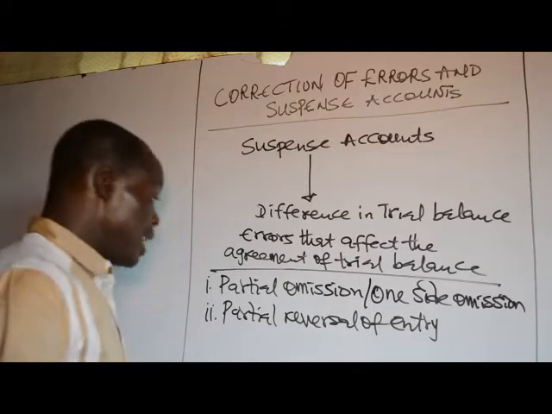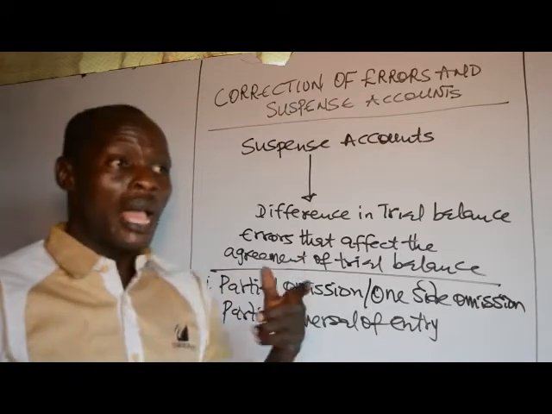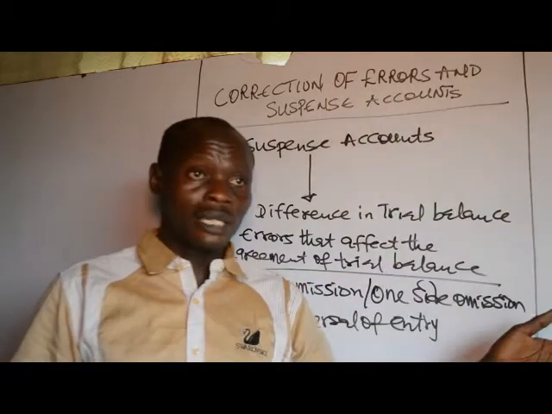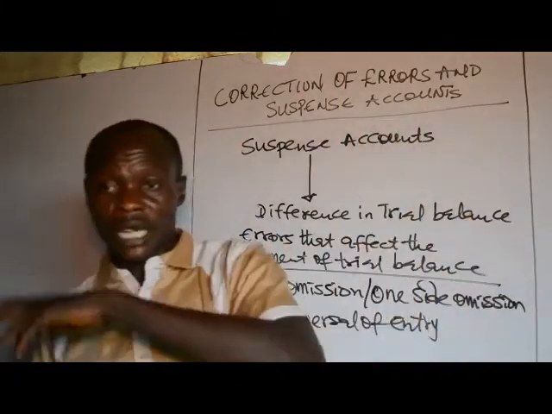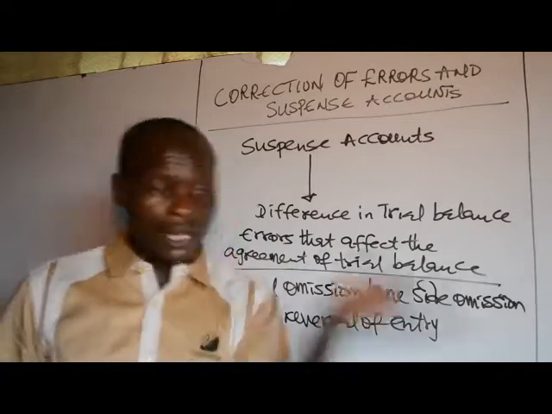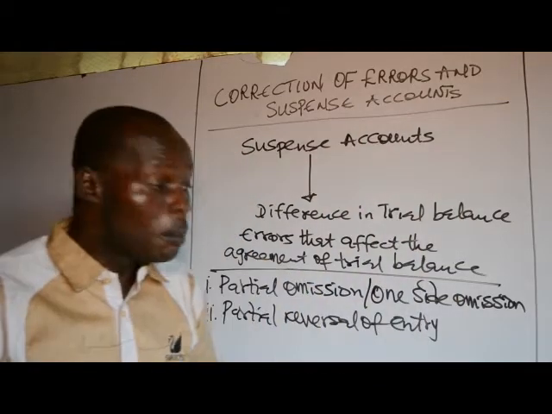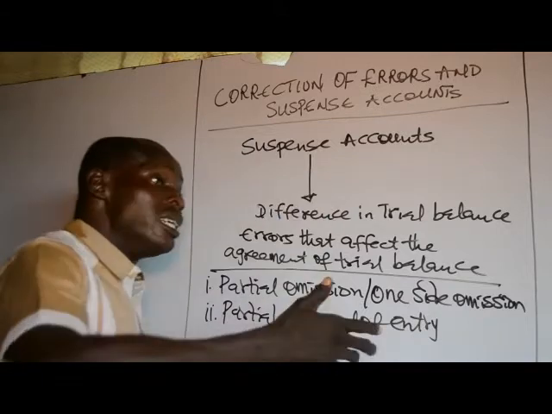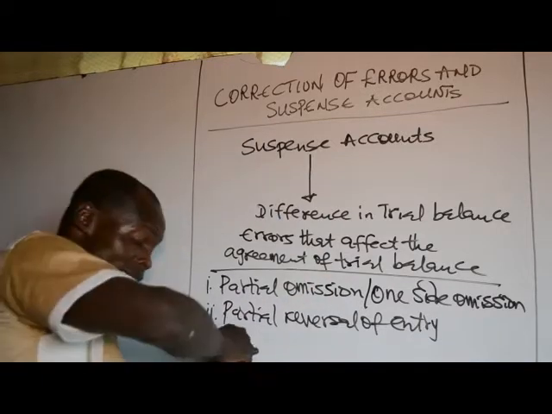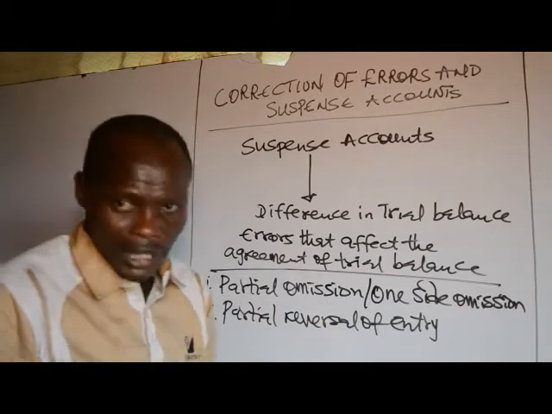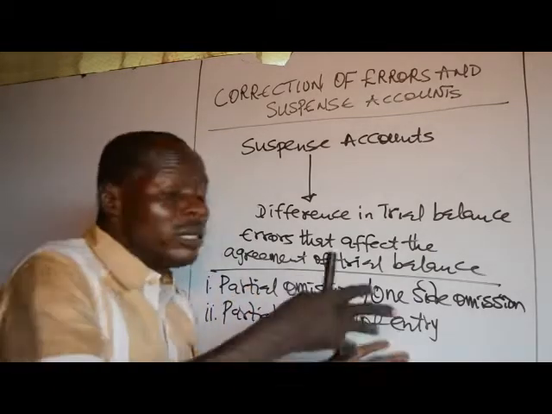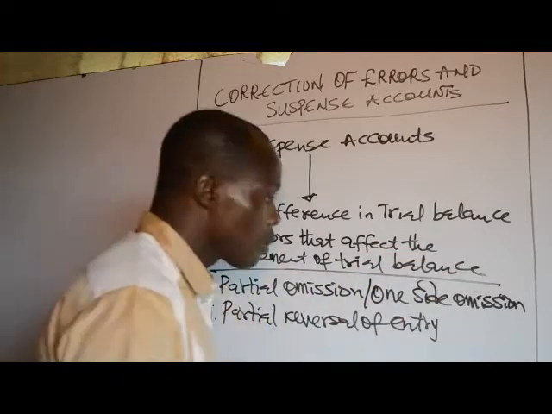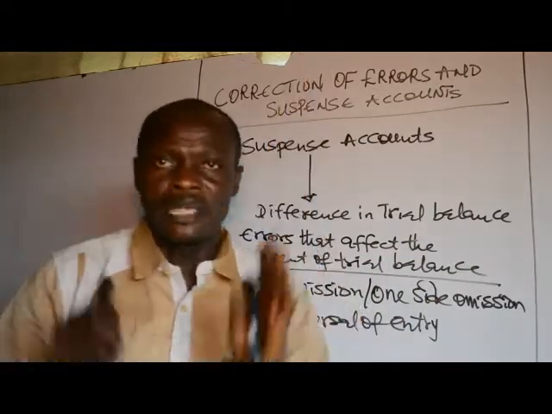But in this case, we have the partial. Remember when we were examining the complete reversal of entry, we said the account to be debited is credited and the one to be credited is debited. That is complete reversal. But in this one, the account to be debited is credited. Only one of the two accounts is affected, not both. The other one is correctly recorded.